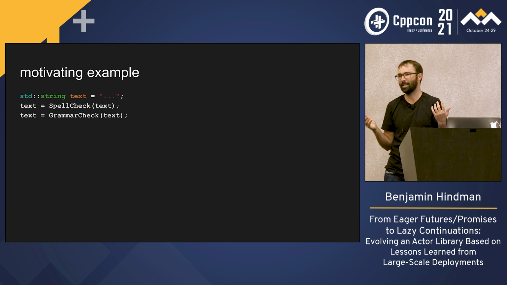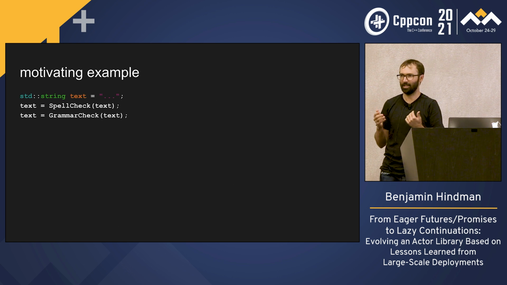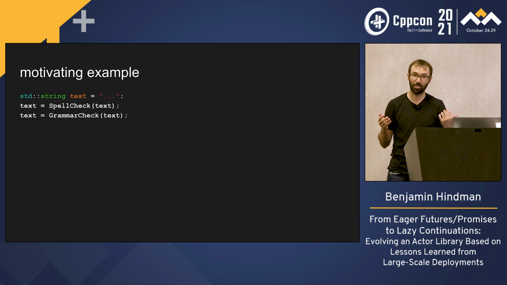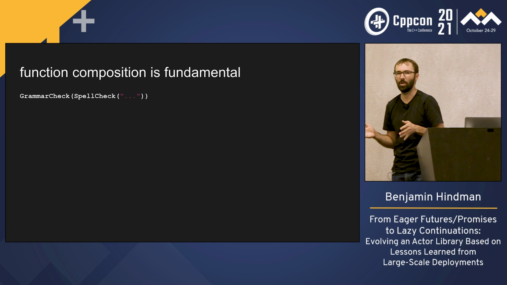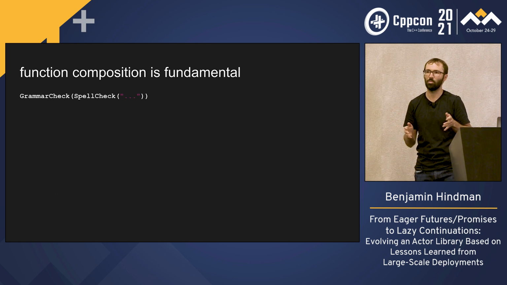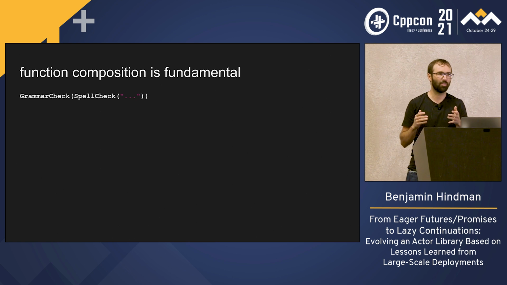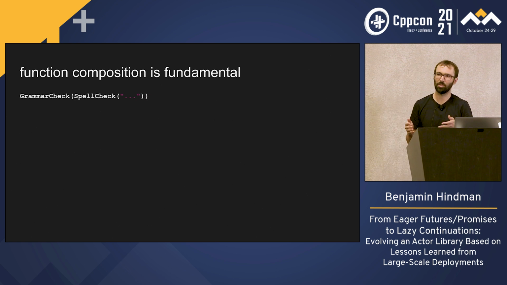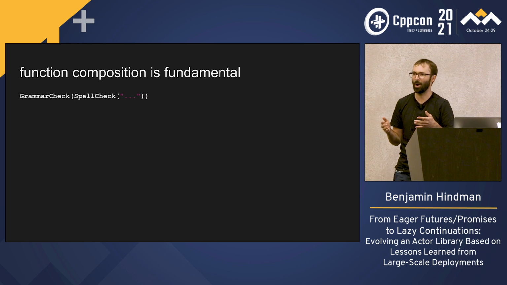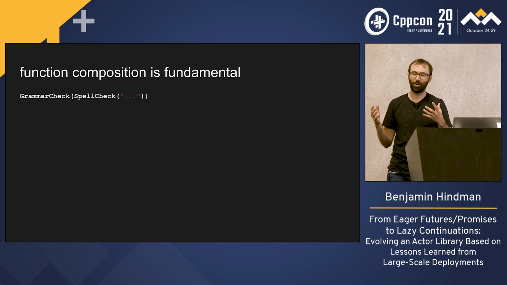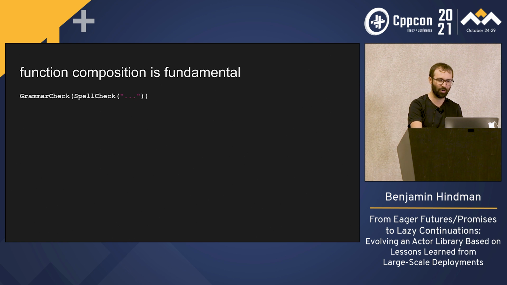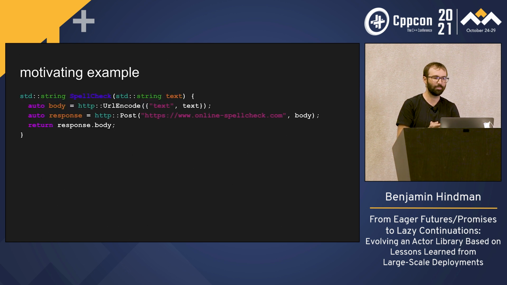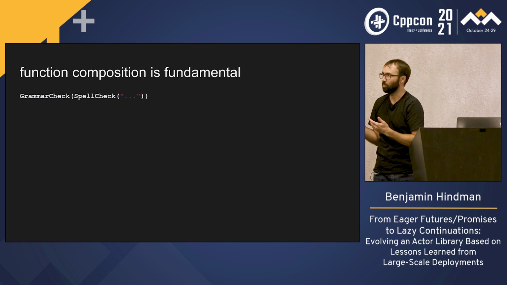Imagine that we've got some text. We want to spell check the text. And then after we've spell checked the text, we want to grammar check the text. One of the other things that's going to be pretty fundamental as I talk through all this that I care a lot about is function composition. It's one of the tenets of how we program that helps us build big, large-scale systems. And so really what we're trying to do here is we're trying to spell check some text and then grammar check, okay?